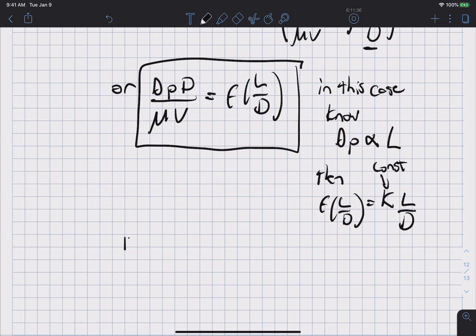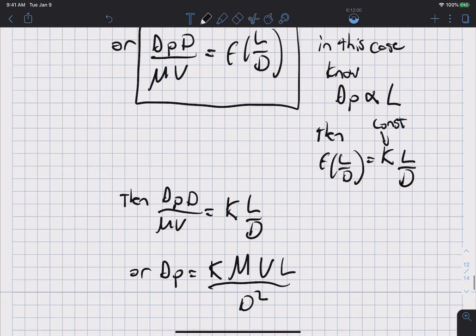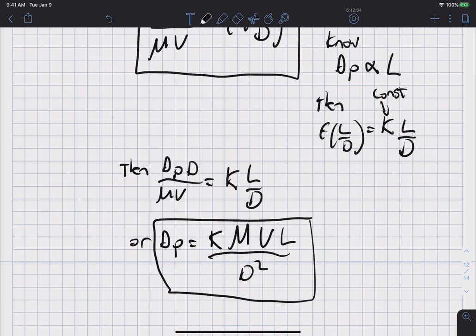So then delta P times D over mu V equals some constant times L over D, or delta P equals some constant K times mu V times L over D squared. Okay, and so for this expression, we used nothing more than an experimental observation that the pressure drop is a linear function of the distance between the pressure taps, or the length of the tubing. And just using the Buckingham pi theorem, we can deduce so much information from that. Like the smaller the diameter of a pipe is, the pressure drop will increase dramatically.